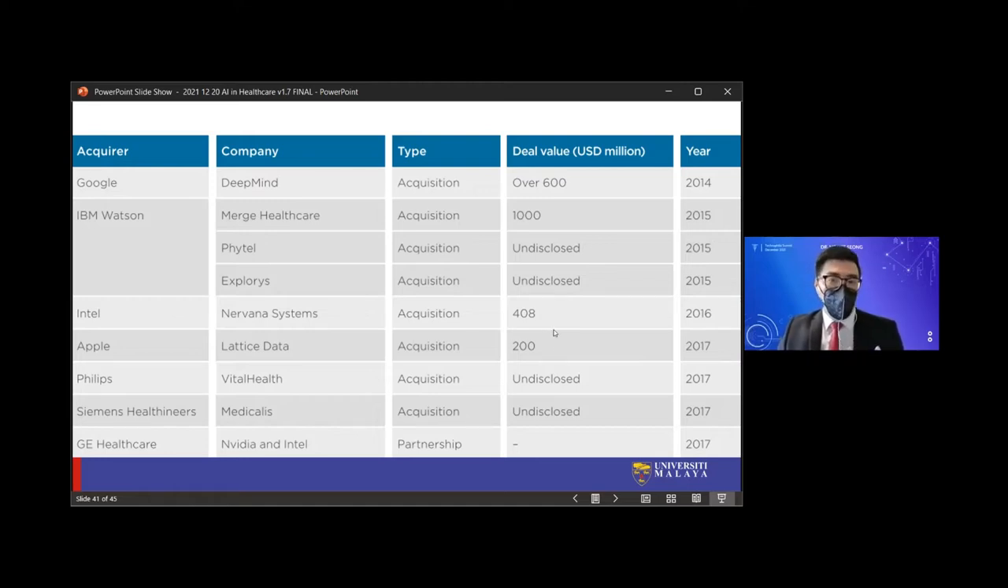And this is all data from years ago. Obviously, newer data and newer acquisitions are not included here because they are still being discussed at the current moment.